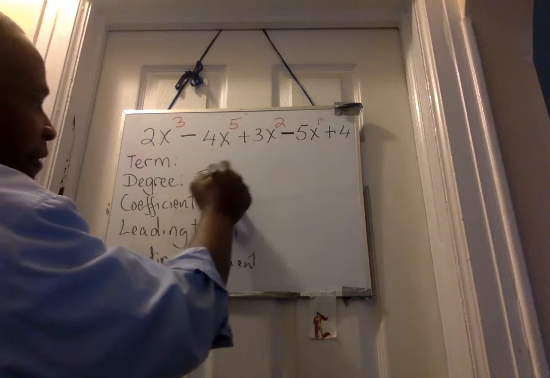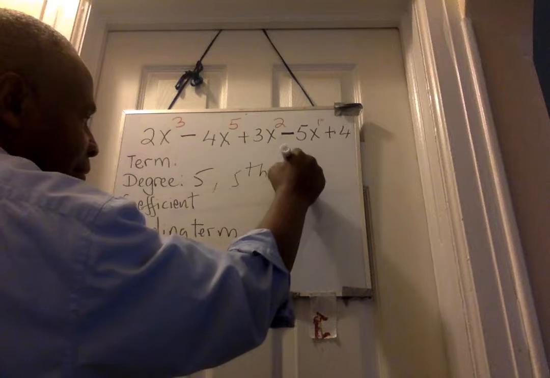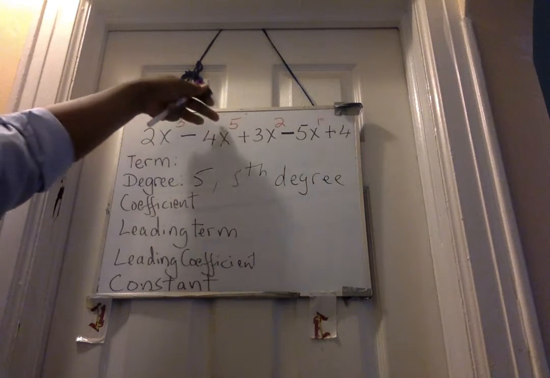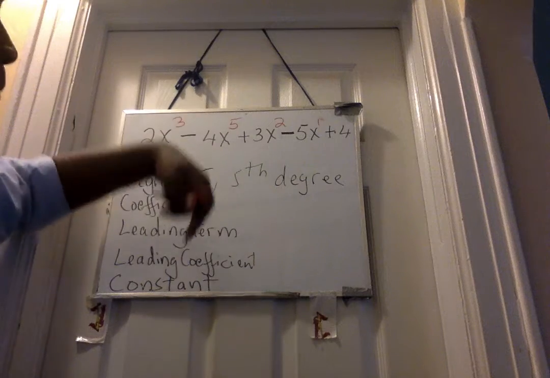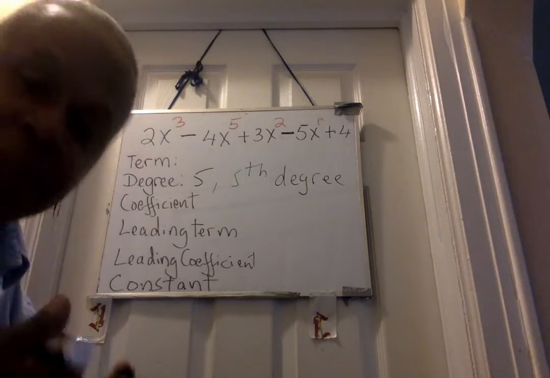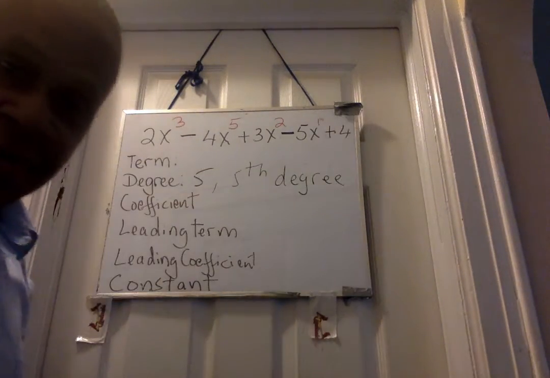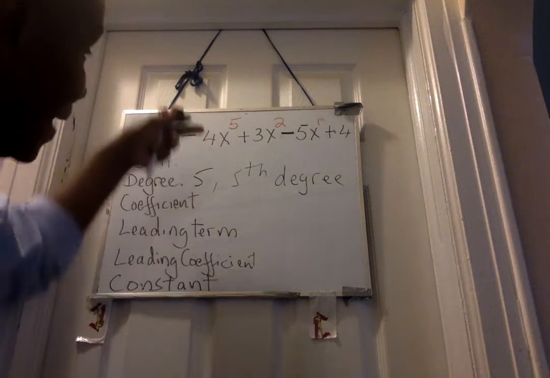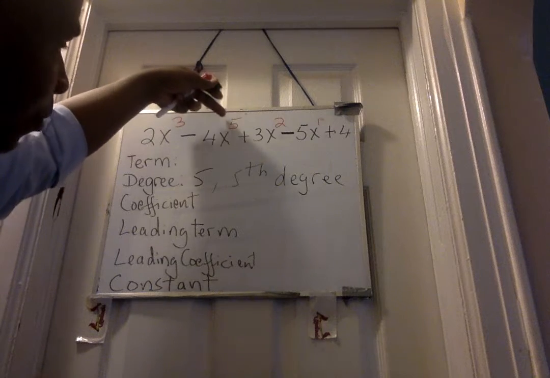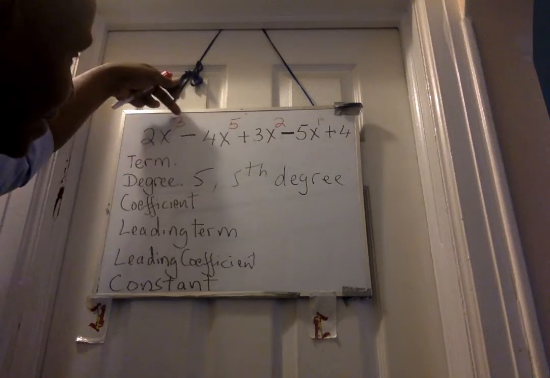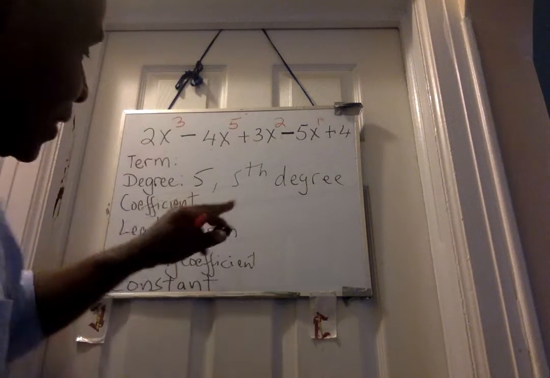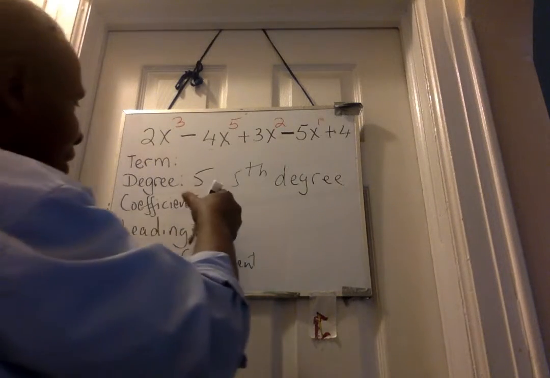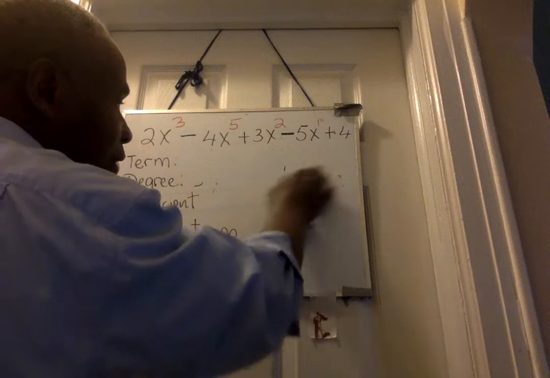Or we can write fifth degree. The degree of this polynomial is 5. Why? Because 5 is the highest exponent in that polynomial. So when they ask you for the degree, give them the highest exponent. The exponents are the numbers at the top, right? Give them the highest one. So that's the degree of this polynomial. This is a fifth degree polynomial.